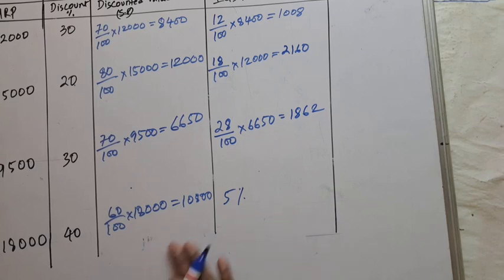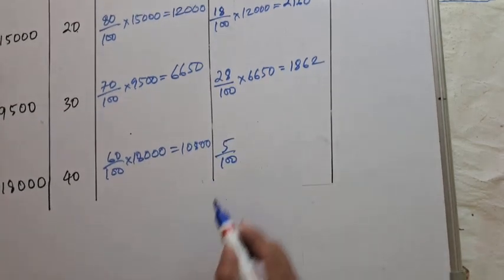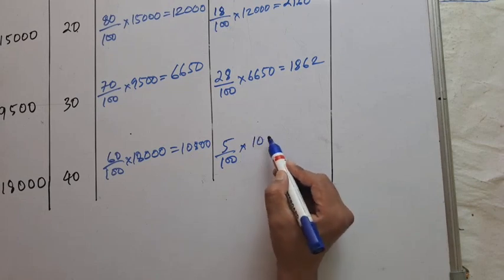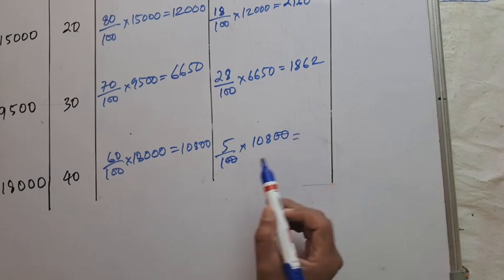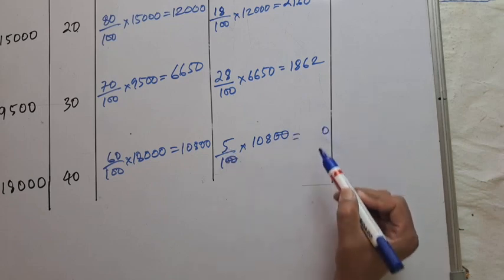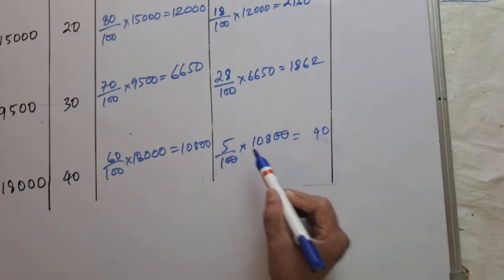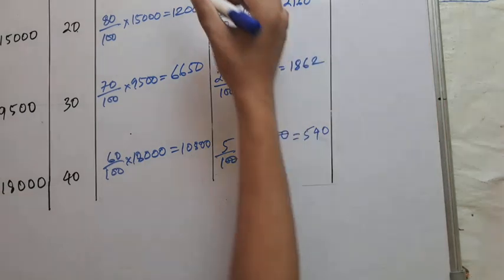Now let us calculate the fourth one. 5% of the selling price. What is the selling price? 5% of the selling price, which is 10,800. Two zeros cancel out. So 5 8s are 40, 0, 5 0s are 0 plus 4. 5 1s are 5. Rupees 540, isn't it? So we have calculated the tax, and we have the selling price.